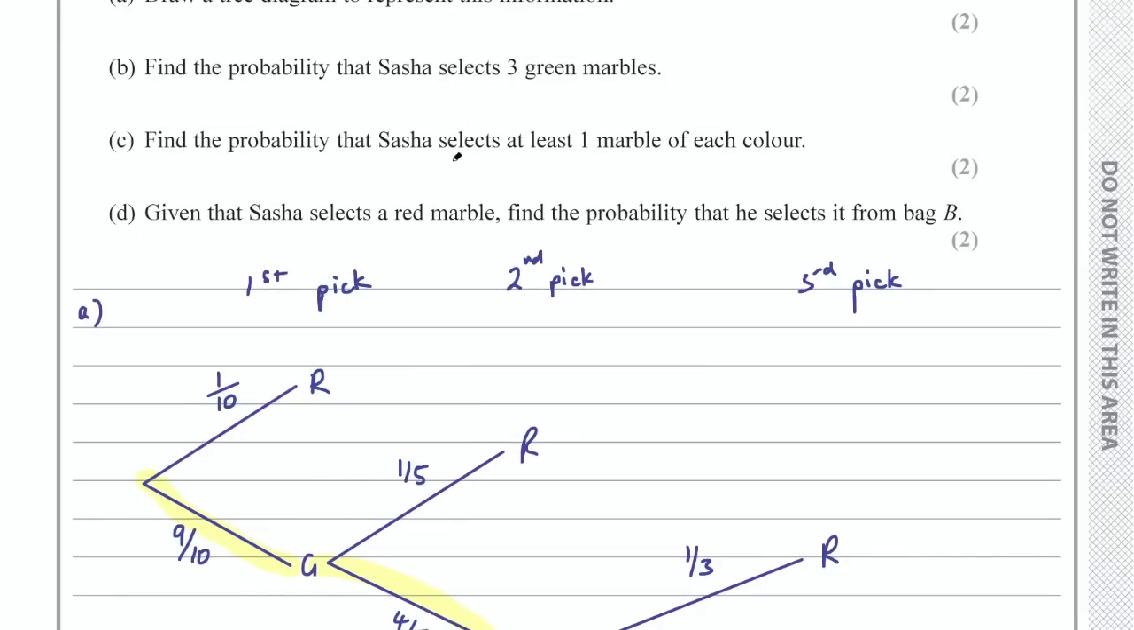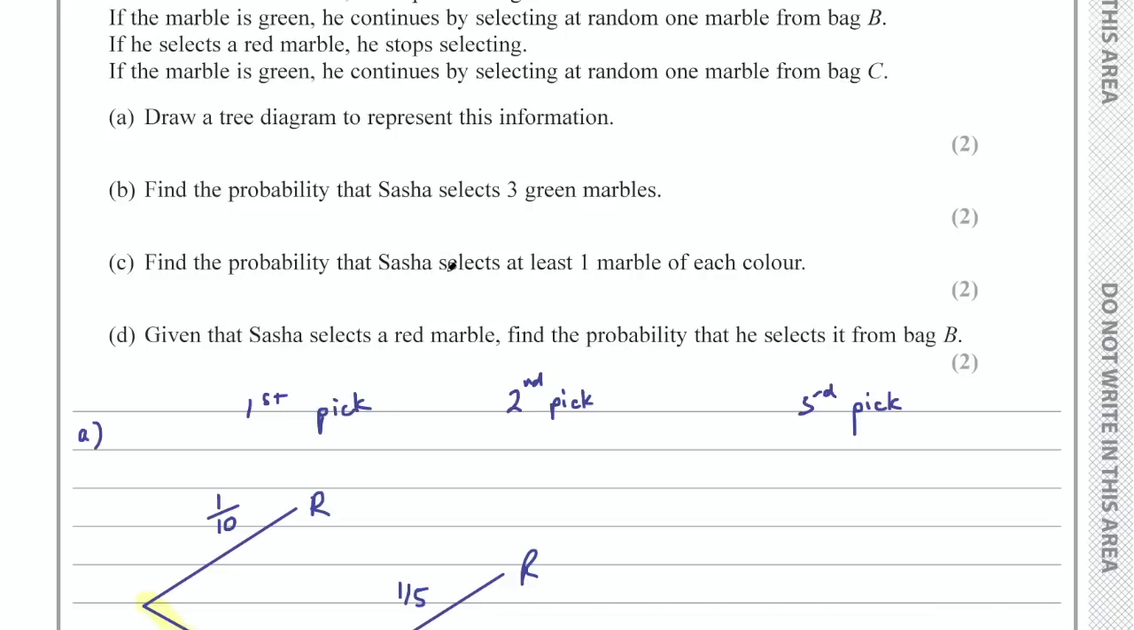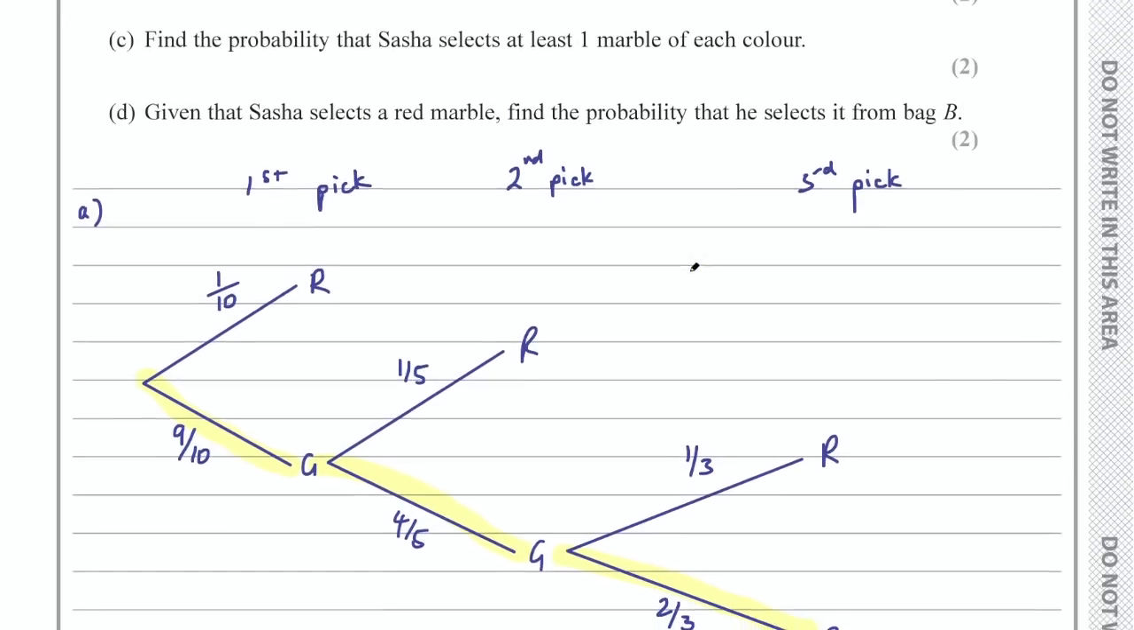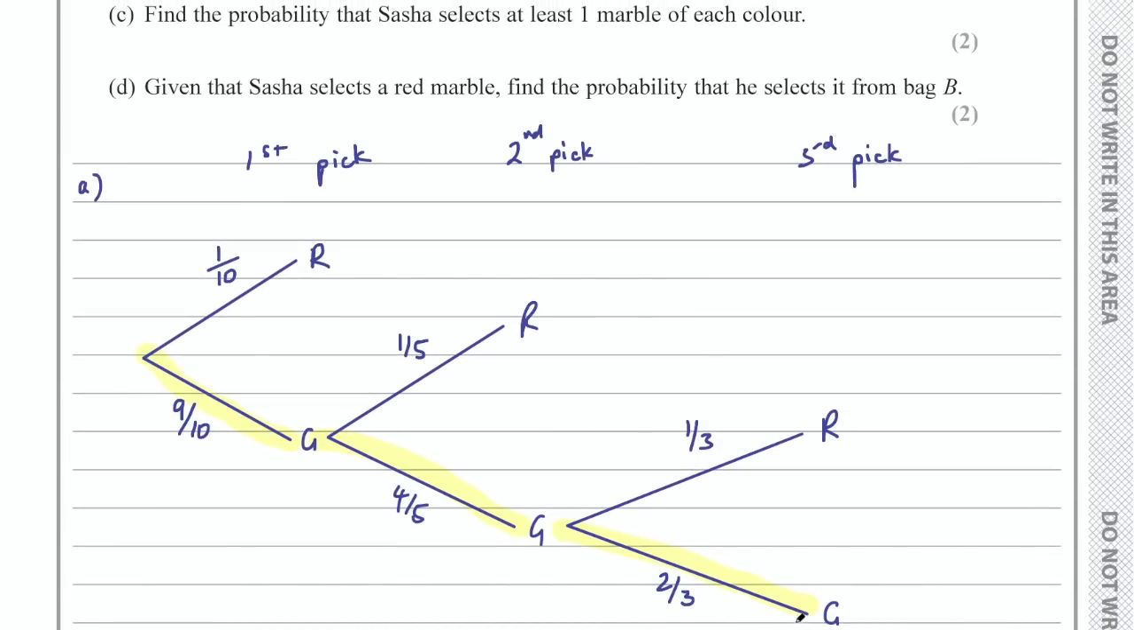Part C says find the probability that Sasha selects at least 1 marble of each color. For these types of probability questions, it can help to rephrase the question to yourself. What does this mean if we had at least 1 marble of each color? Well, it means that we're not getting all green or just red. We're getting 1 of each. So in other words, we're getting every possibility except green, green, green, or this first red. Because if we picked red on the first try, the probability tree ends there, and we don't make any more picks. So we want every possibility except green, green, green, and red.